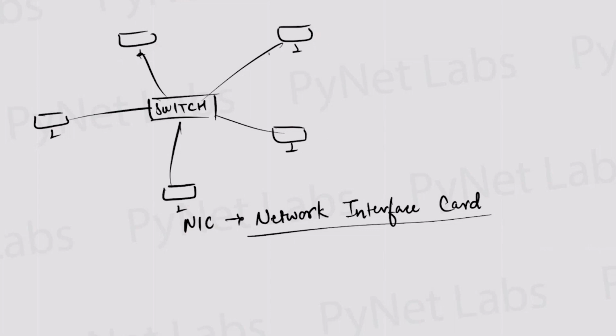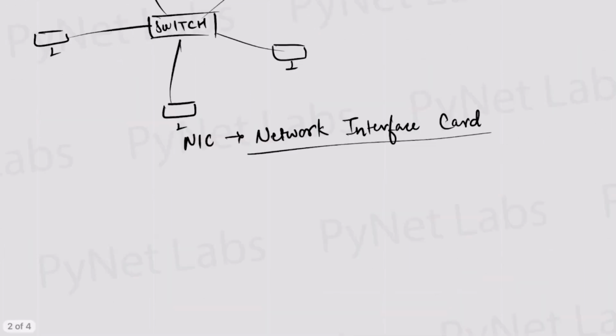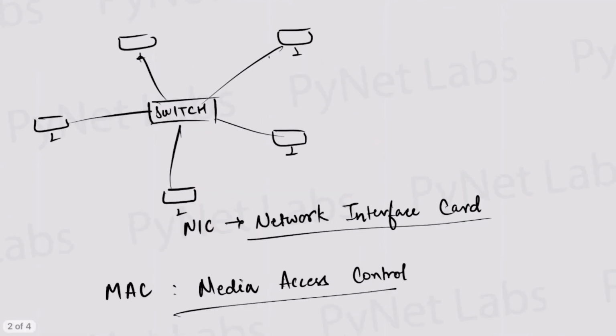Now a switch uses something known as MAC addresses, which stands for media access control. The media access control address is used by the switch to forward the traffic from one PC to the other. So if my PC A wants to communicate with this PC C, my switch is going to use the MAC address in order to perform this forwarding. That's how they operate.